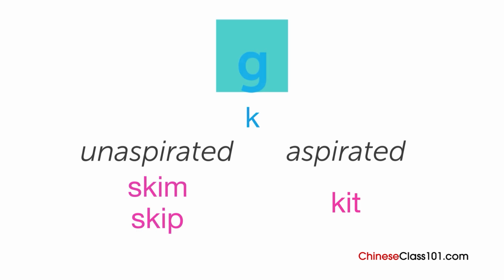Be very careful with this sound though, because it's not like the K in kit, for example. The K in skim doesn't have a burst of air at the end of the sound, whereas kit does. Sounds that have a burst of air are said to be aspirated, while sounds that do not have a burst of air, like this one, are unaspirated. Unlike English, Chinese differentiates between aspirated and unaspirated sounds, so be careful of this.